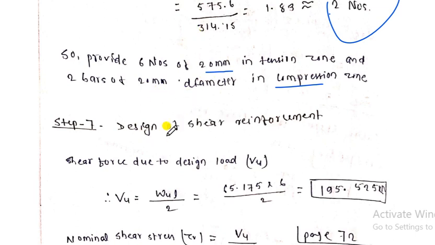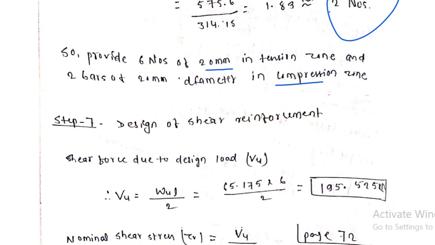Now step 7 is the same as for singly reinforced beams, the design of shear reinforcement. There is no difference between singly reinforced and doubly reinforced beams. You have to adopt the same procedure that we did for the singly reinforced beam.